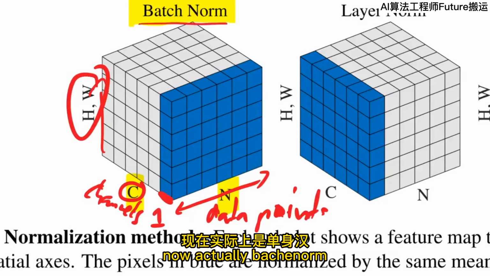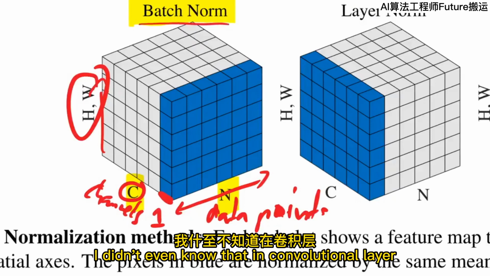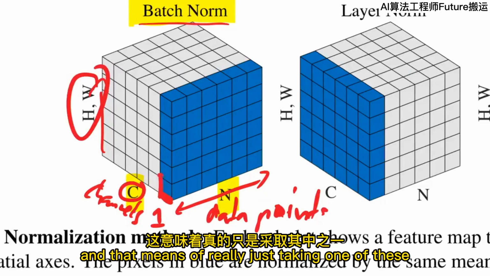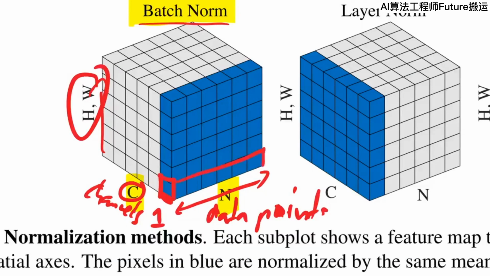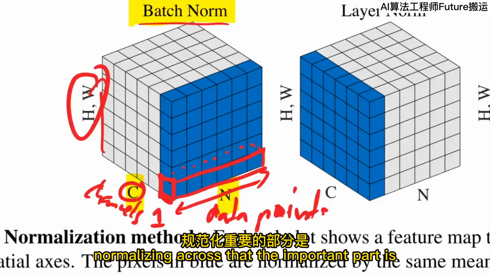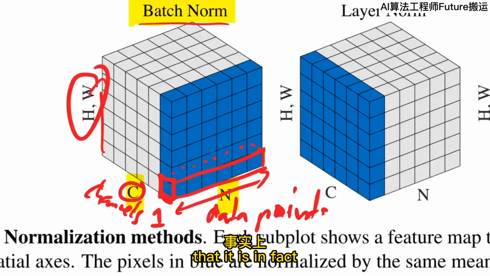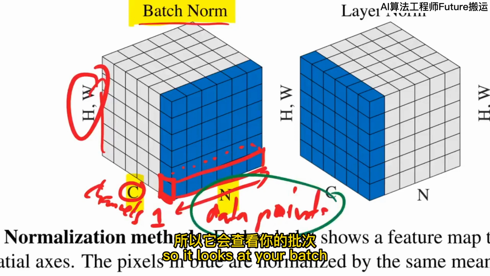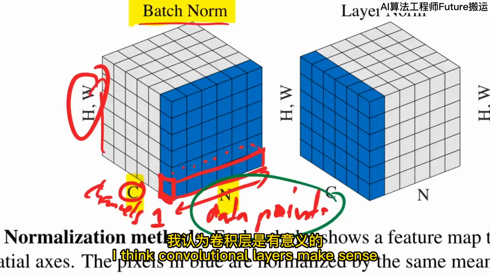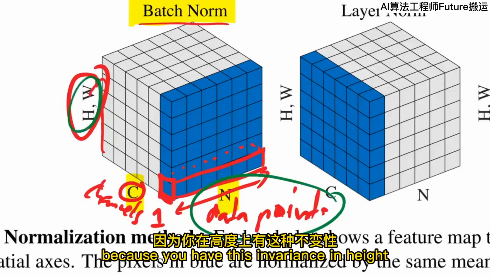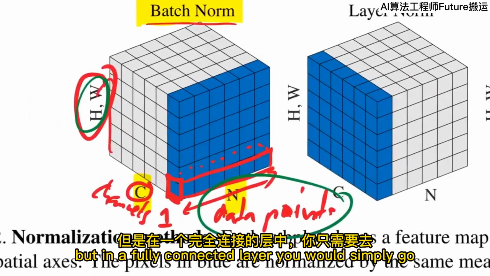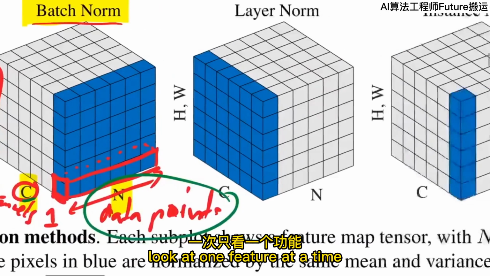Now, actually, I didn't even know that in a convolutional layer batch norm works like this. You can also imagine batch norm as really just taking one single feature, one of these things right here. So if this goes to the back, and normalizing across that. The important part is that it is in fact normalizing across the data points. So it looks at your batch, looks at the mean and the variance in that batch, and it normalizes by that. I think convolutional layers make sense because you have this invariance in height and width. But in a fully connected layer, you'd simply look at one feature at a time.